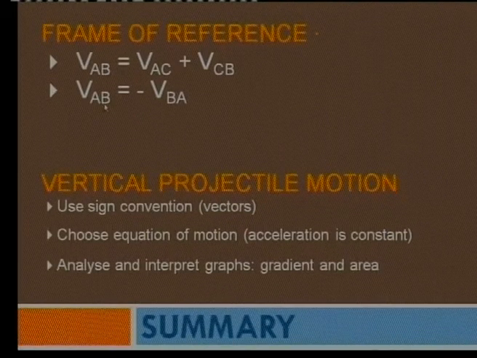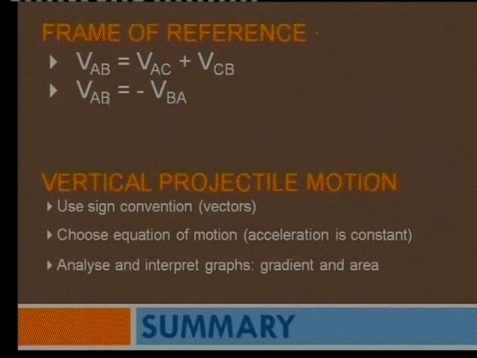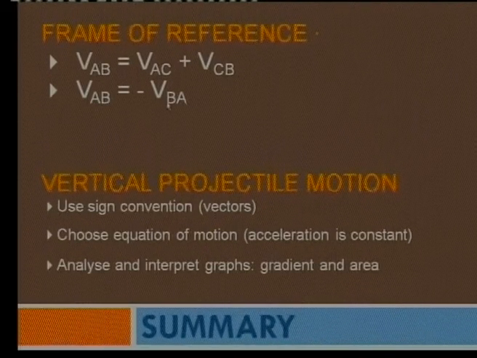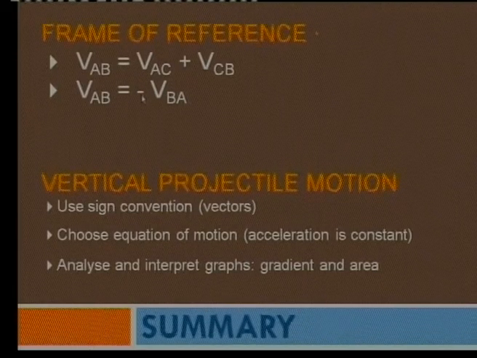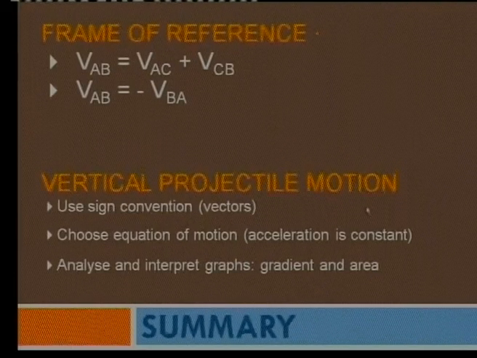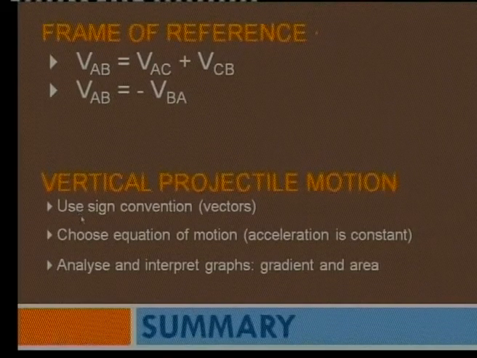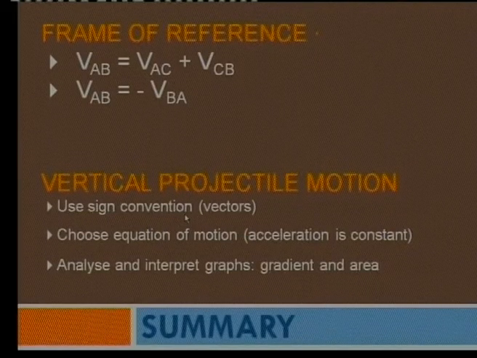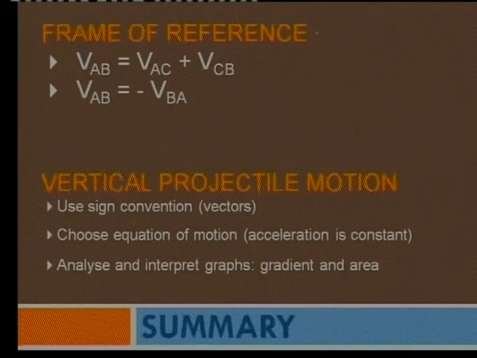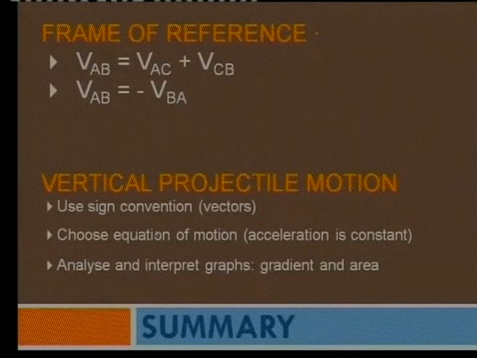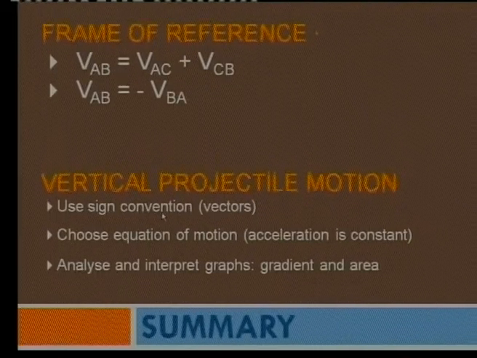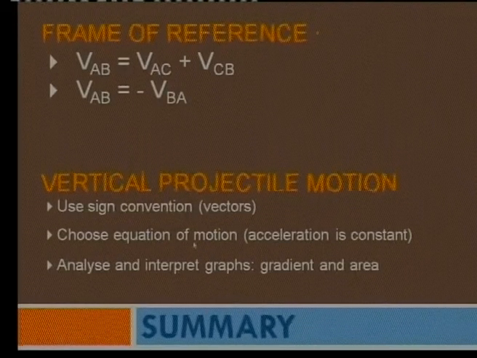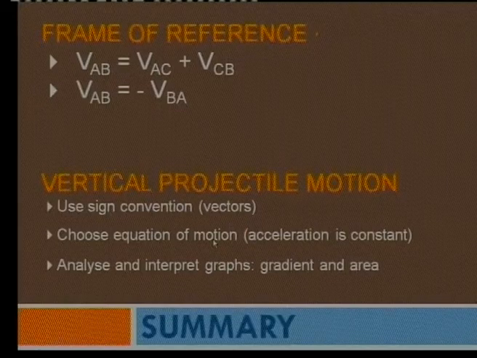The other important thing was changing the direction of the vector. Vector A with relation to B, if we change it around to BA, it gets the opposite direction. In vertical projectile motion, the important thing I emphasized is please use signs, especially when the motions like gravity and velocity are in opposite directions. Use a sign convention, choose one direction as up or down. Then choose the correct equation of motion.